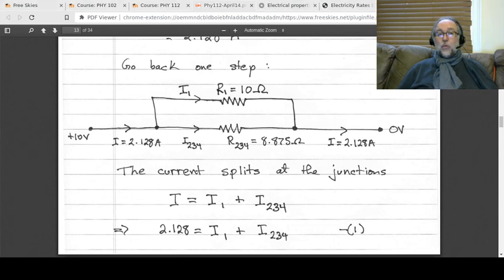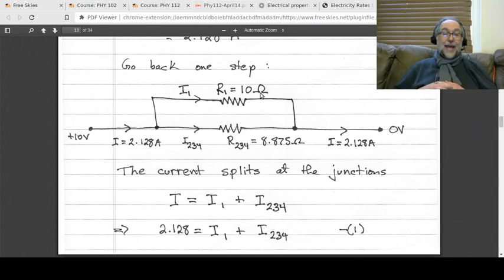Now what? Well, what do we have here? We have the resistances, 10 ohms for R1 and 8.875 for R234. What else do we have? We have the voltage drops across them. They're in parallel. And remember, in parallel, the current splits, but the voltages don't. So the voltage drop across the 10 ohm is 10 volts, and the voltage drop across 234 is 10 volts. On one side it's 10 volts all the way along, and on the other side it's 0 volts for both of them. So it's a 10 volt drop.